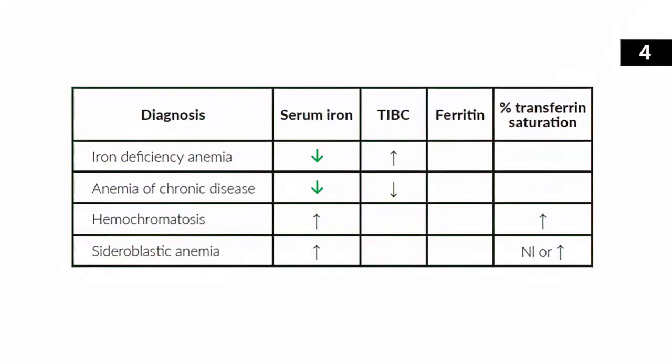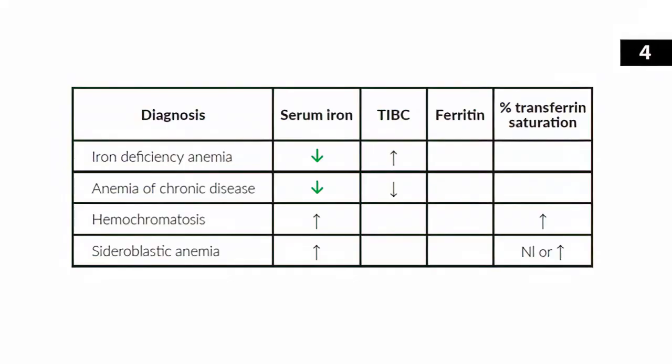If you're iron deficient, your body is desperate to transport iron from storage to the bone marrow where it can be used. So your body's going to make lots of transferrin, and TIBC will be elevated. But in chronic disease, even though serum iron is low, that's not the main problem. So transferrin will be low.